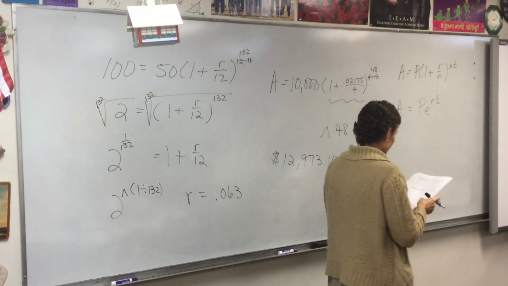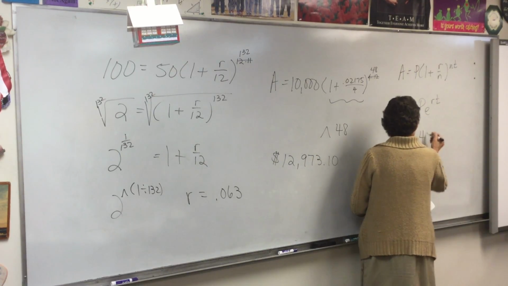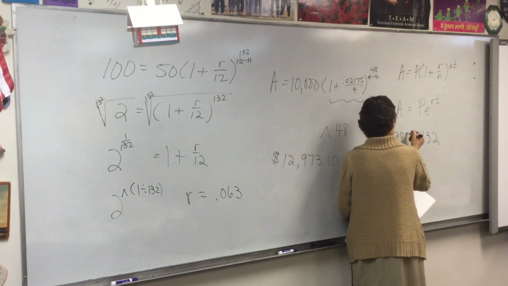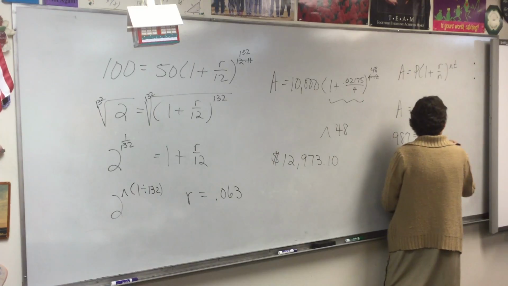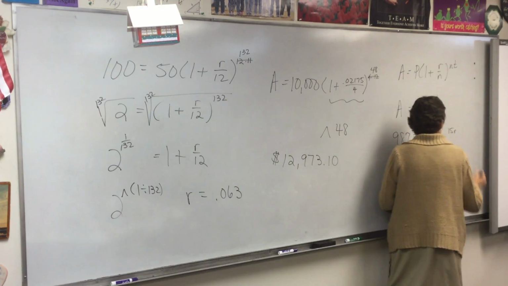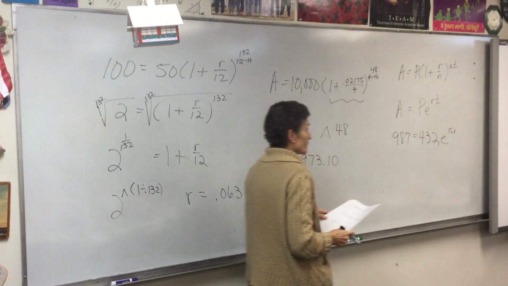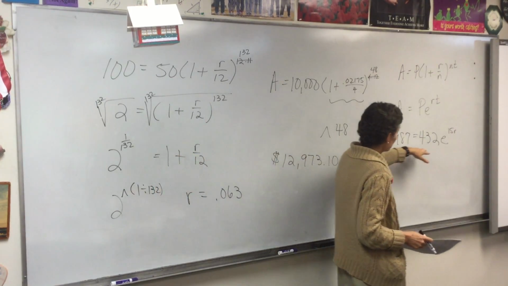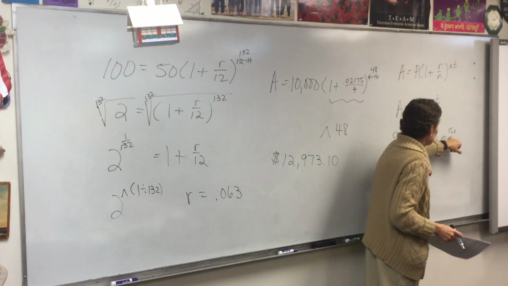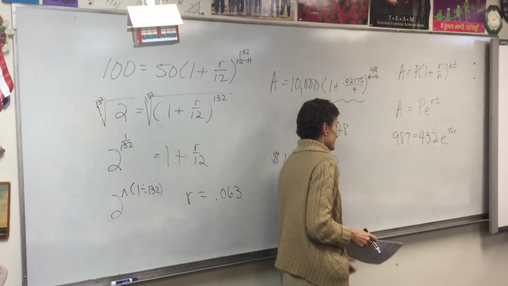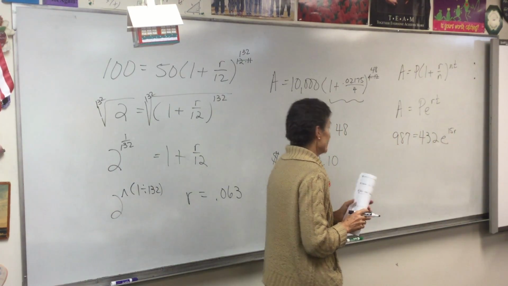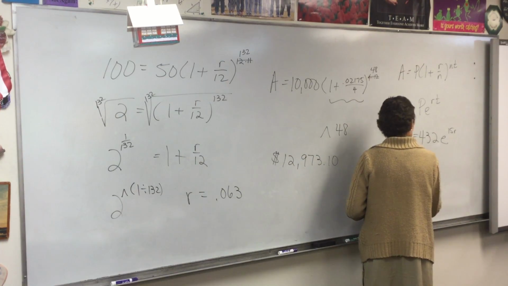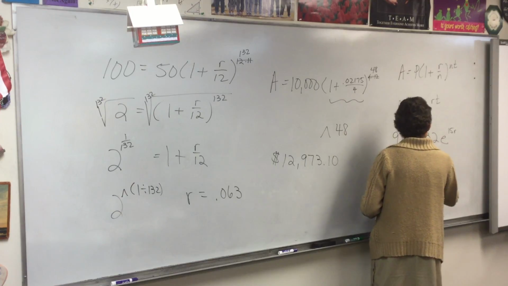So we start with 432, and we end with 987 in 15 hours. So I end up with this many, started with this many, 15 hours. Step 1, divide. So 987 over 432, that's probably something yucky, I'm not worried about it.